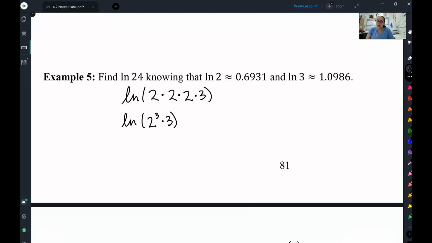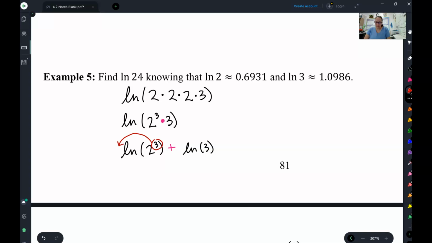And now I can use my properties of logarithms. First one, I know that multiplying is going to turn into addition. So I'm going to change those into addition. Second, I know that if I have an exponent, I can move it out in front. So let's move that exponent in front.